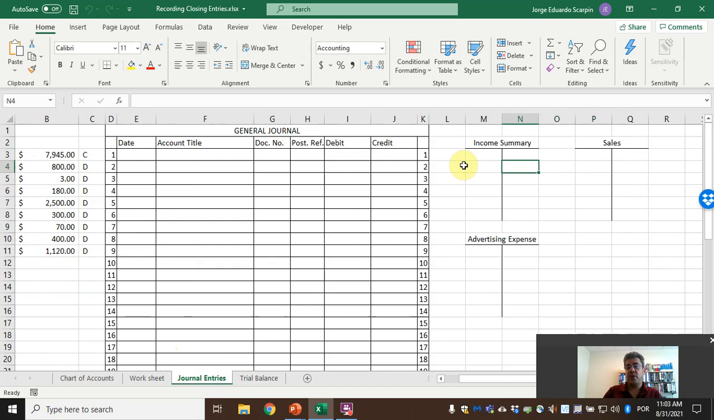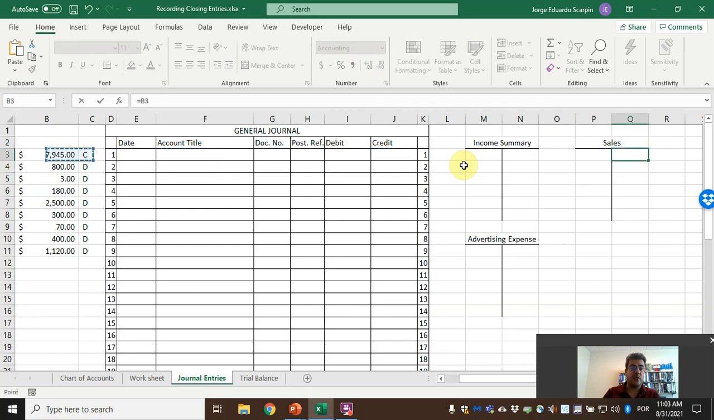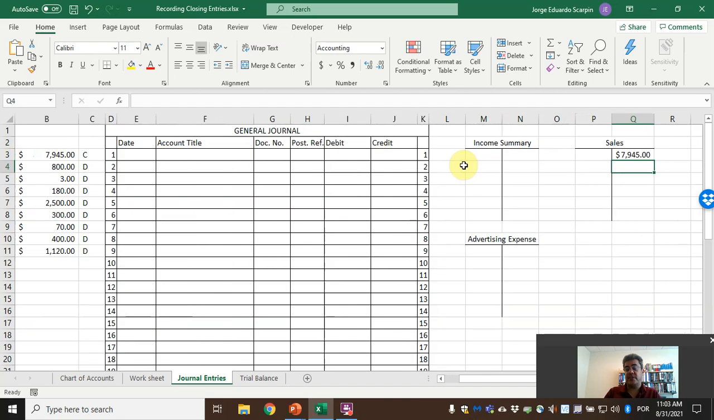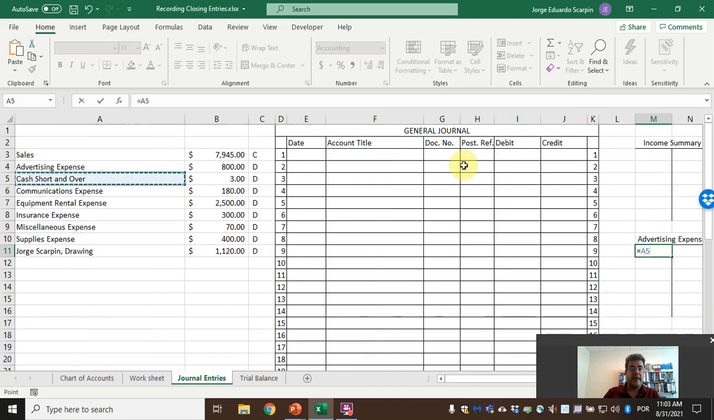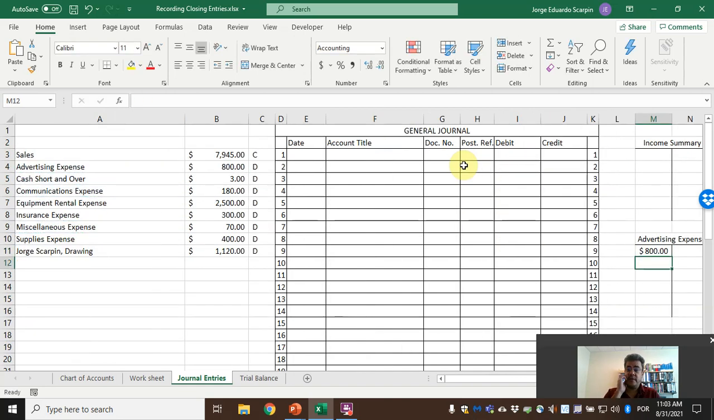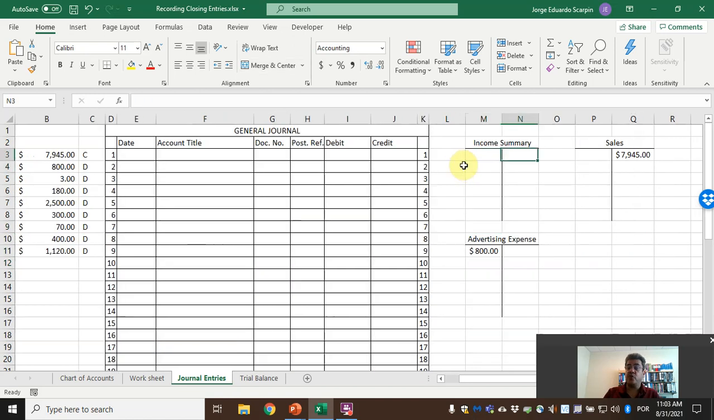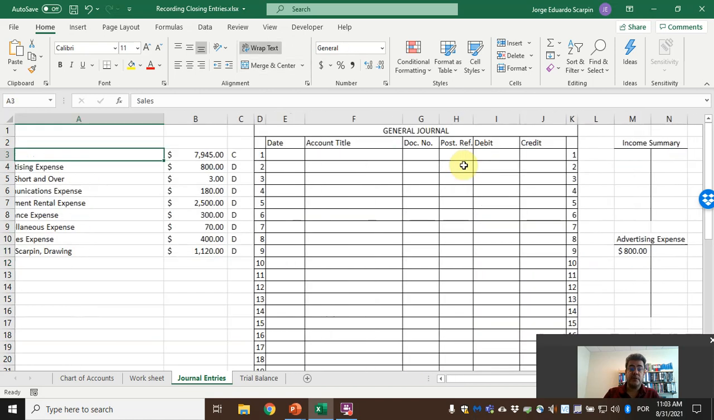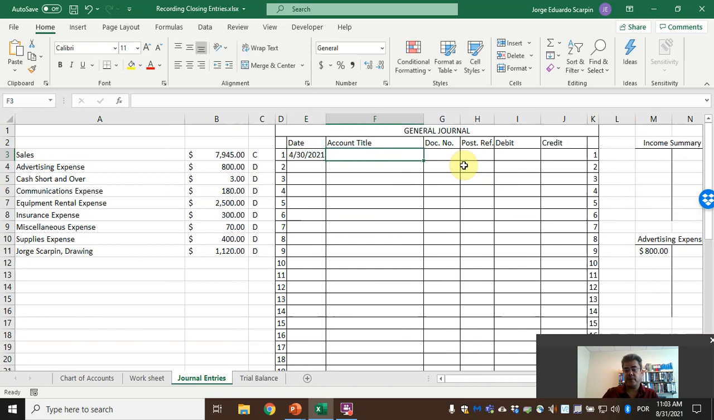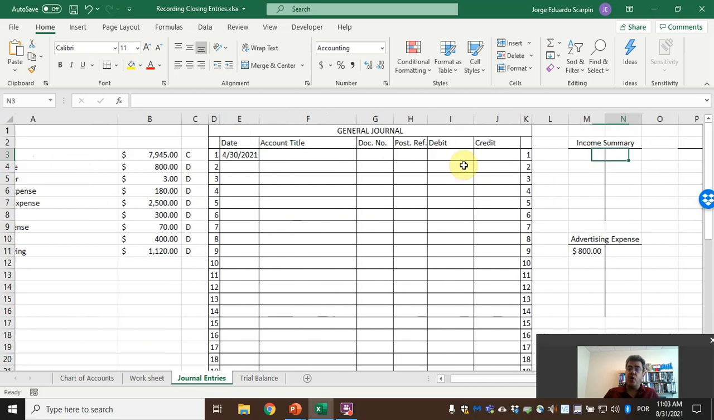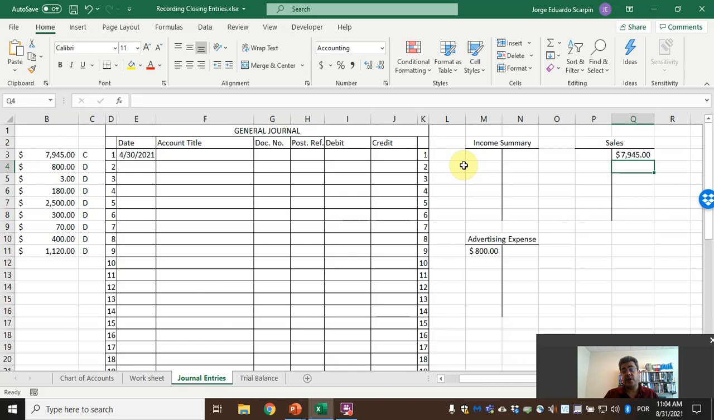So what do we do? Let's work with 3 T accounts: the income summary T account, 1 T account for revenue, sales, and 1 for expenses. For sales, the ending balance here is 7,945. Advertising expense, ending balance debit, 800. So we need a journal entry to close these accounts. Date, April 30th. Let's consider that this is the end of our fiscal period. If we want to close these sales here, we cannot just delete or erase it. We need a journal entry.